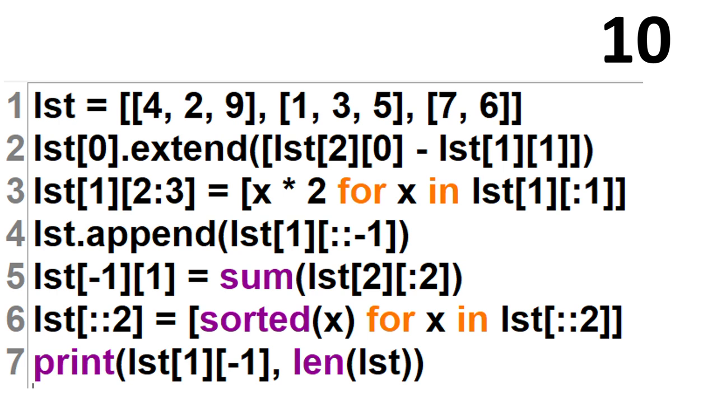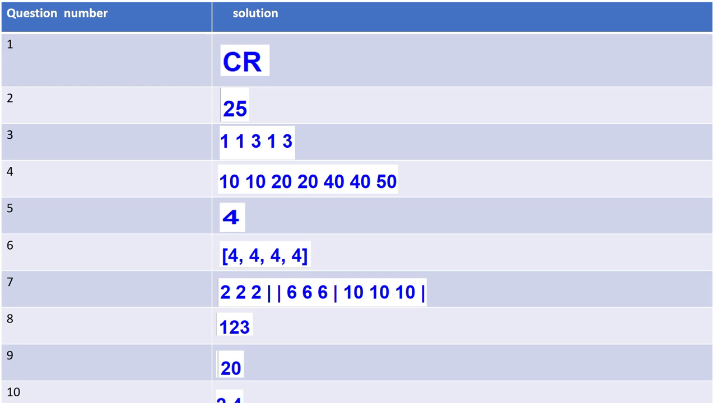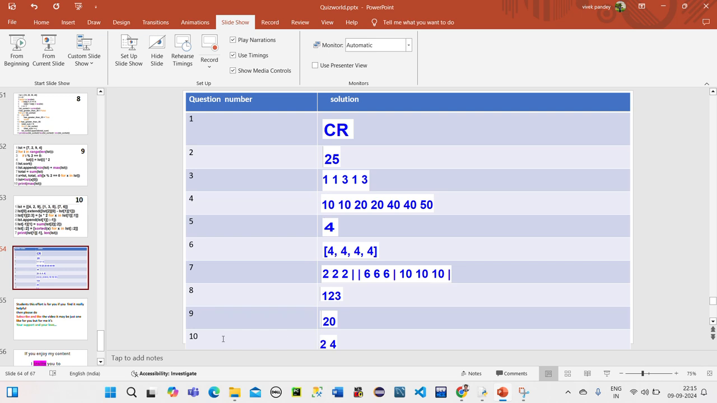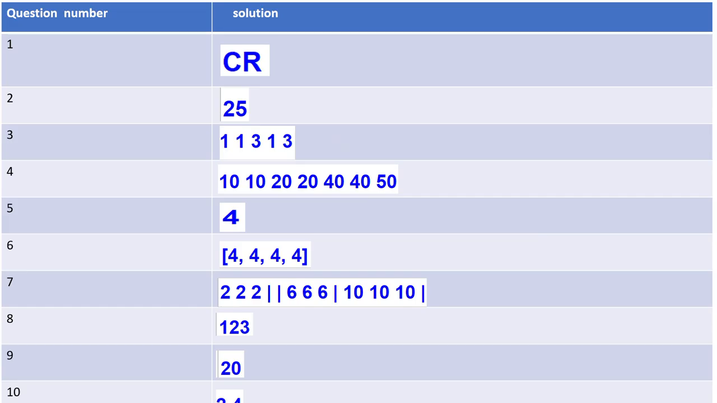Now that's it, guys. Now let's see the answers. The first one is 2 4. Actually, if it is not seen, I will show it in this way. It is 2 4, see here. And then the first one is CR, second one is 2 5, third one is 1 1 3 1 3, fourth one is 10 10 20 20 40 40 50, fifth one 4, sixth one 4 fours, seventh one is this, and then eighth one 1 2 3, ninth one 20, and then the 10th one is 2 4. Fine, that's it. So this is about the solution.